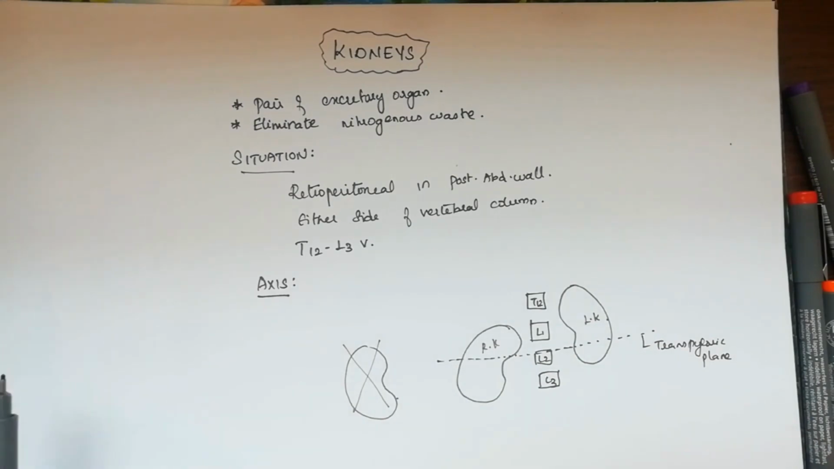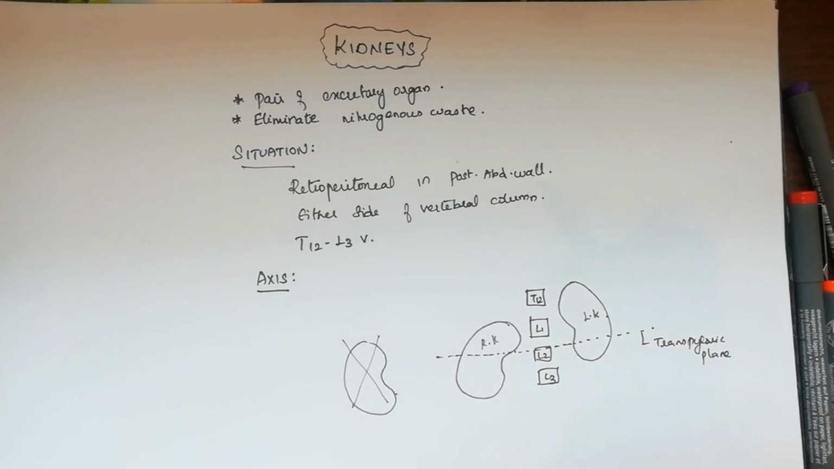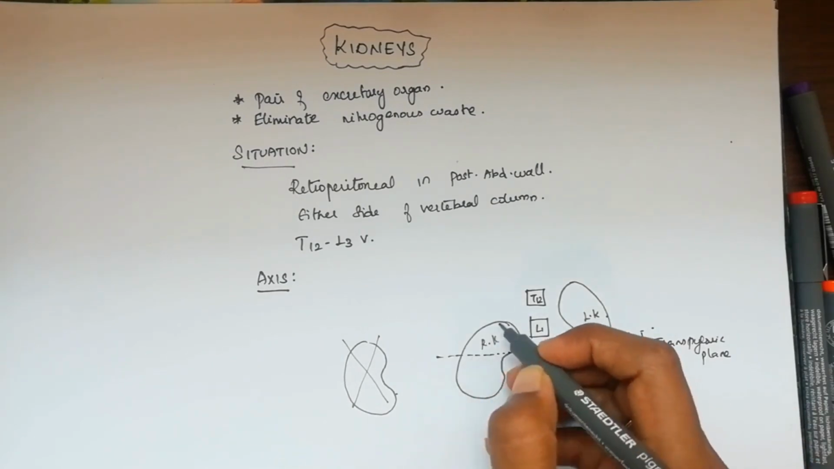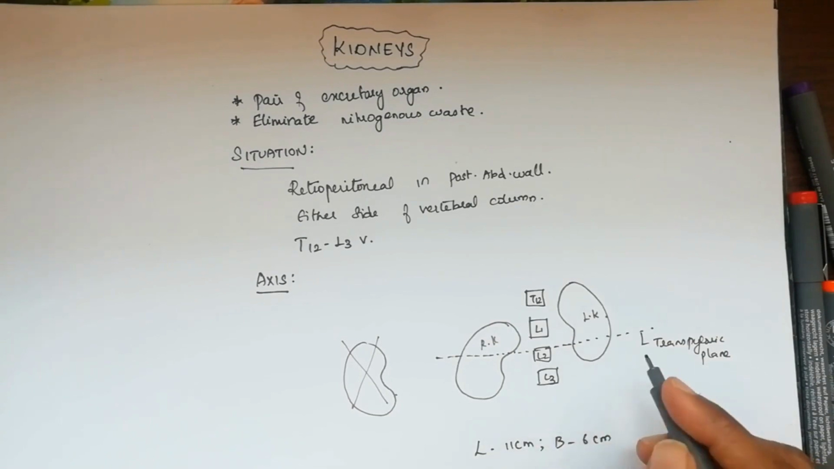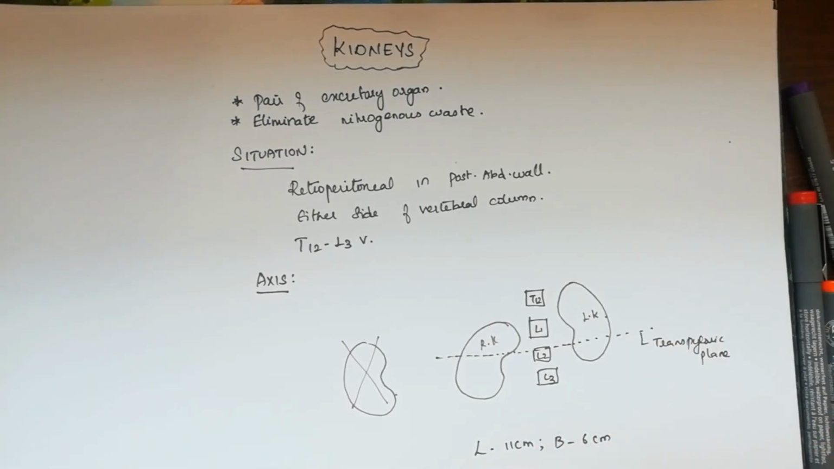Now we will move on to the measurements and shape of the kidney. Talking about the measurement, the length will be around 11 centimeters and the breadth will be around 6 centimeters. If you are talking about the weight, it varies in male and female. In males it will be about 150 to 170 grams and in females it will be 130 to 150 grams.